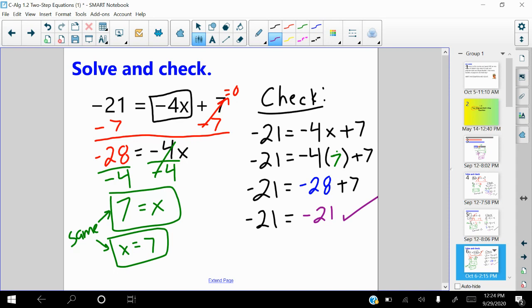Yes, it is, which makes our solution of x being 7 correct. Great job, folks. If you have any questions, feel free to reach out, but great job so far.